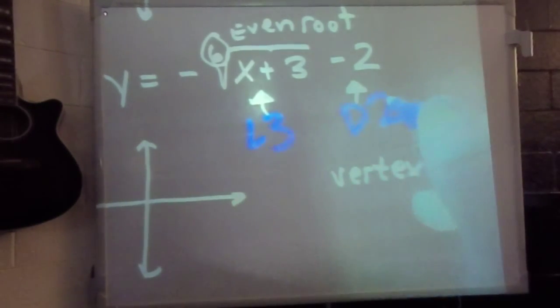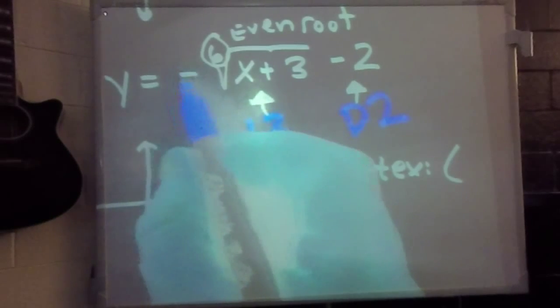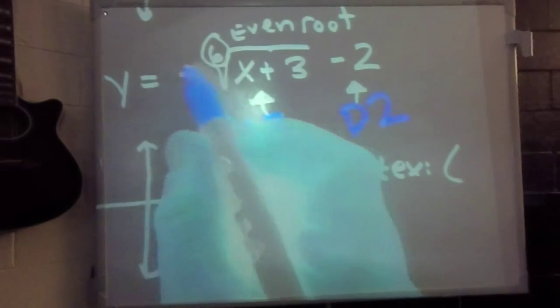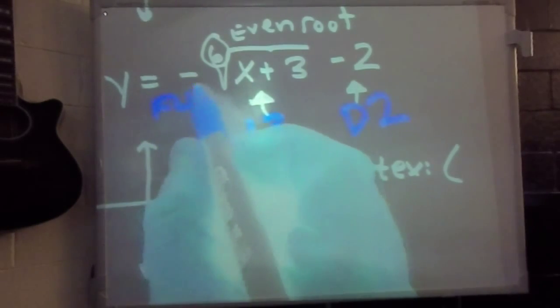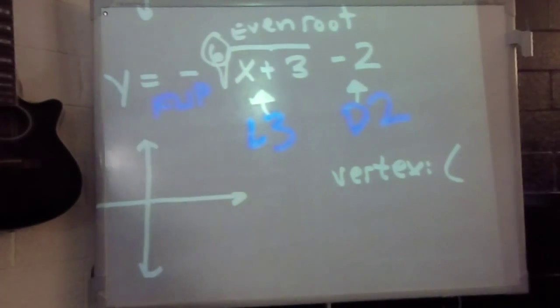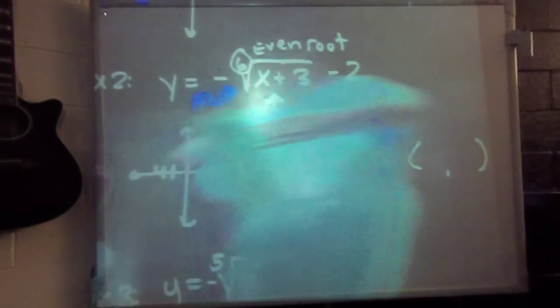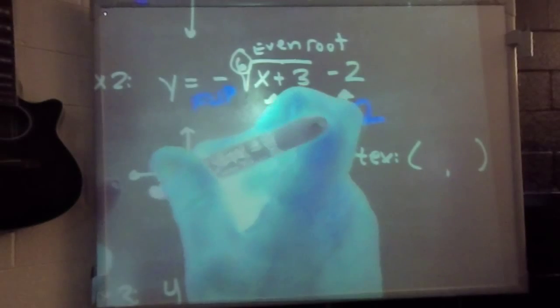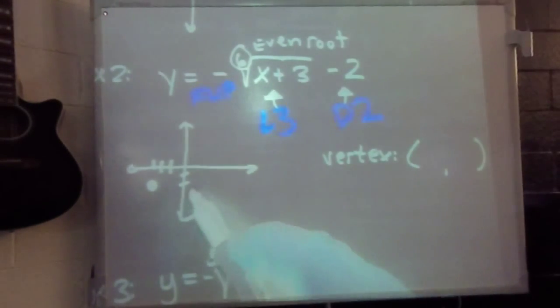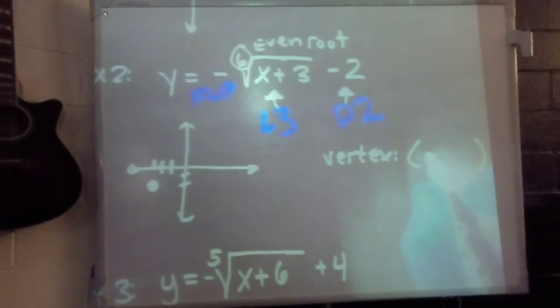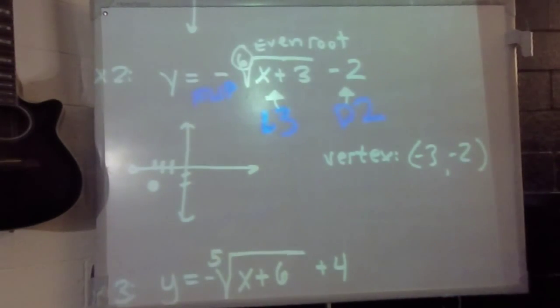And I got one other thing that you need to take note of right here. The negative. The negative does what? Flips it the other way. So we'll have a flip. Keep that in mind right before we graph it. We're going to flip. So go left 3, down 2. Here's this dot. What is this dot right there? The vertex, which is (-3, -2): left 3, down 2.